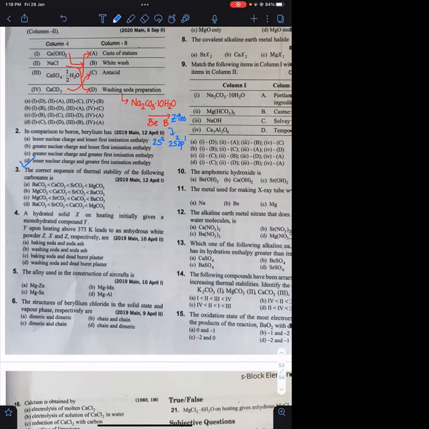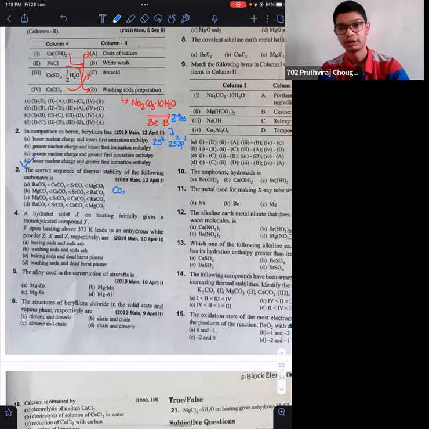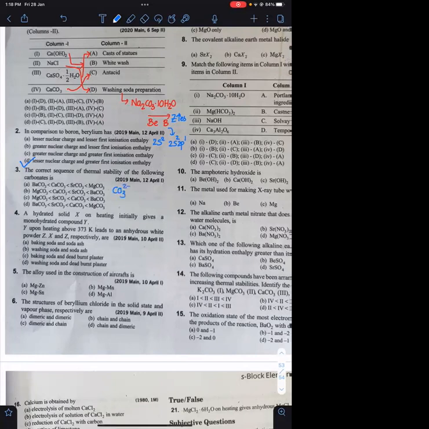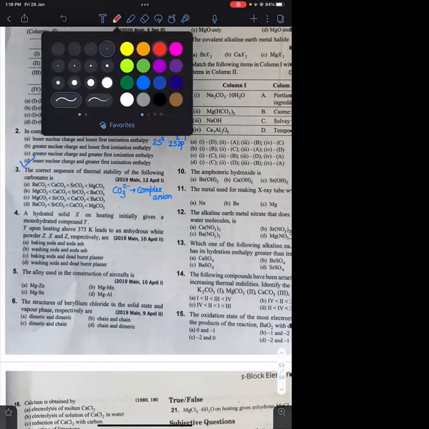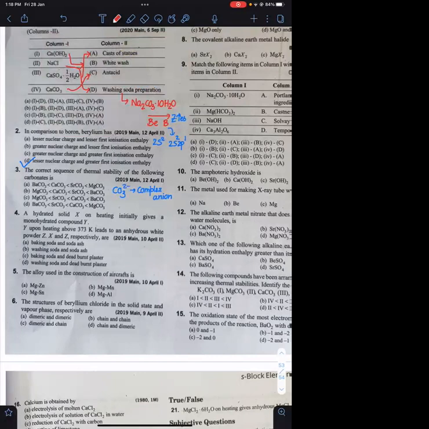This being a complex anion, everyone, don't forget these things. CO3 2- is a complex anion. One which is made up of more than one atom is considered a complex anion. In case of a complex anion, you need to compare the covalent character. The greater the covalent character, the lower the thermal stability.